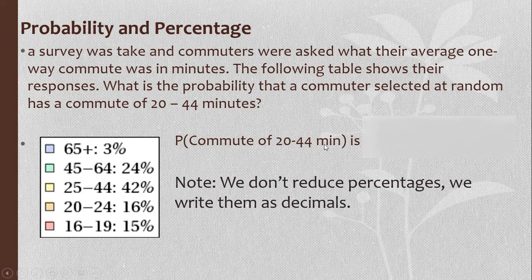The probability of a commute of 20 to 44 minutes, well, let's look. 20 to 24 is 16. 25 to 44 is 42. So we're going to add those two together, and it becomes 58 out of 100. Now, if we were asked to express it as a fraction, we could reduce that fraction. But if we're asked to represent it as a decimal, we could represent it as 0.58. Okay? So we don't reduce percentages. Typically, we will write them as decimals. So 0.58.